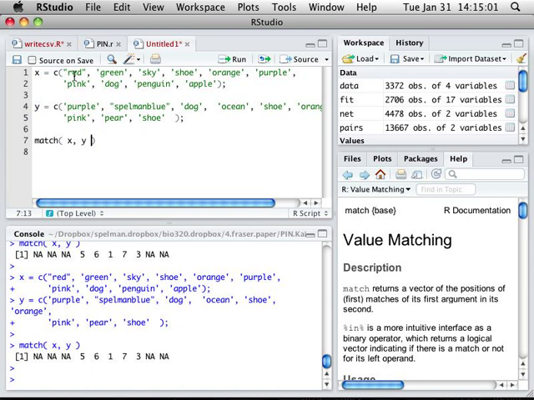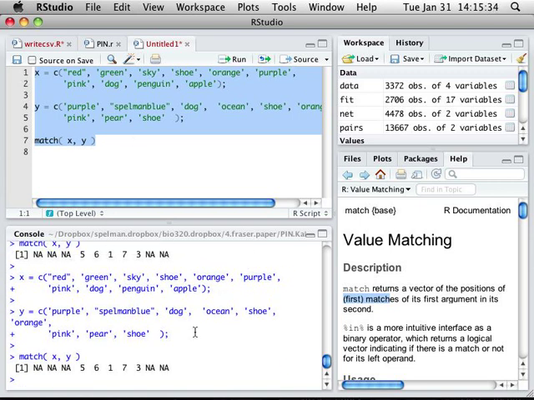So here I want to say, what's the position of red in y? What's the position of shoe in y? But notice there are two shoes here in y. The match command only returns the first match of the shoe. So I have a shoe here, but match will only return the first position here. So let's run this command.